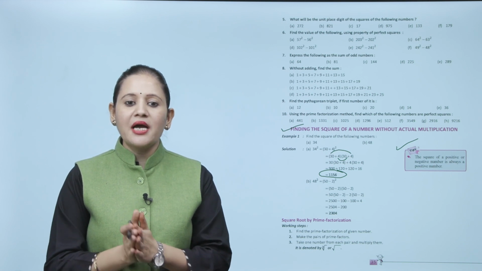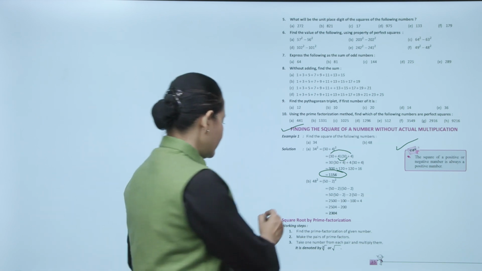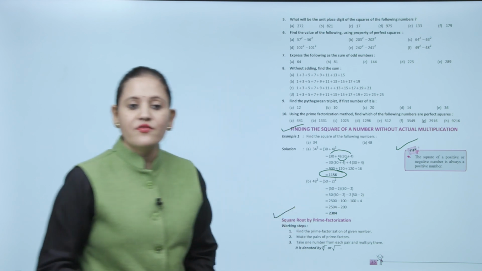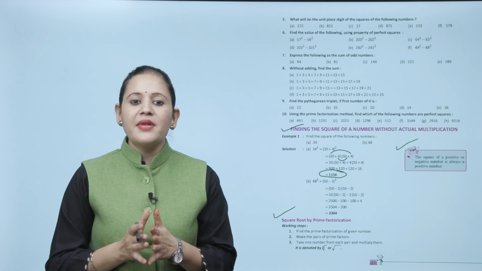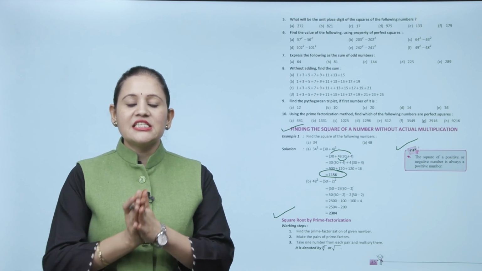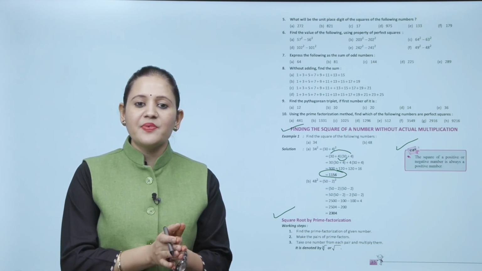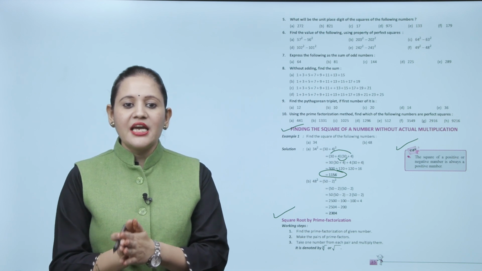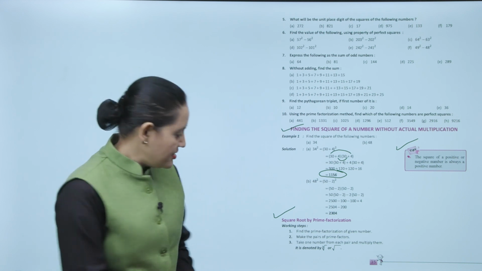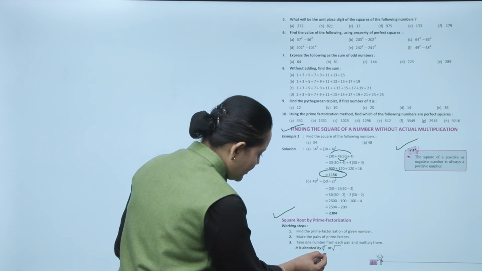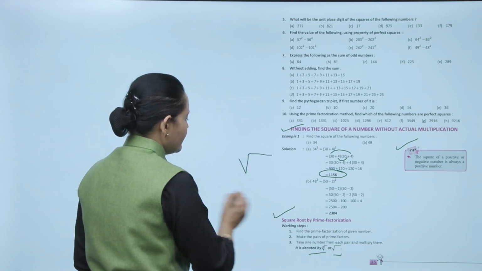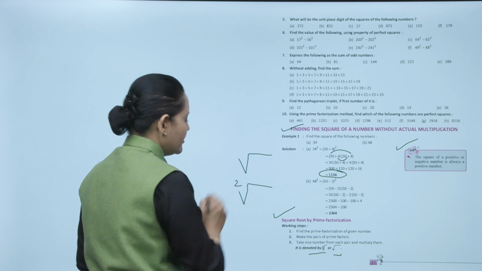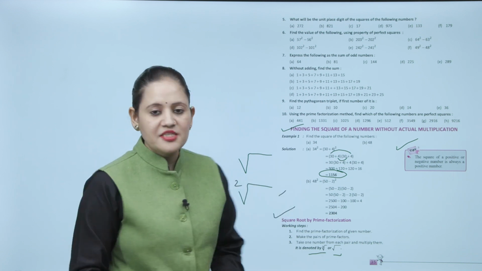Next, square root by prime factorization. Working steps: find the prime factorization of the given number. Make pairs of prime factors. Take one number from each pair and multiply them. The square root is denoted like this or this, or we can write this, which means square root.